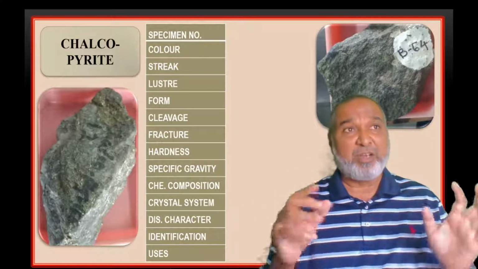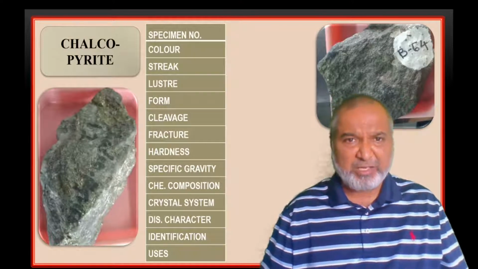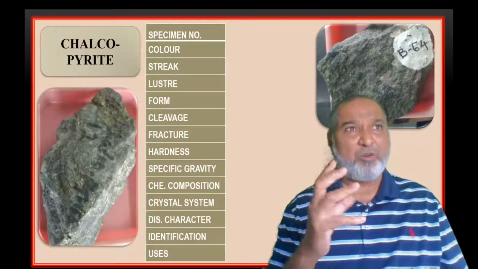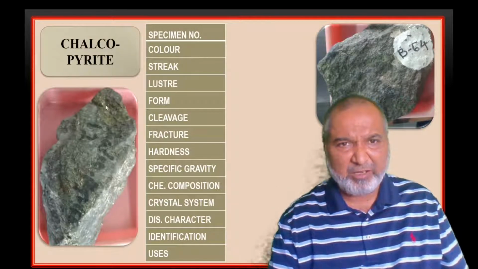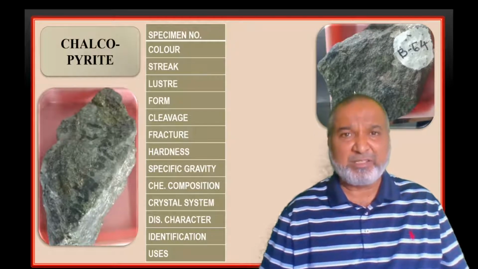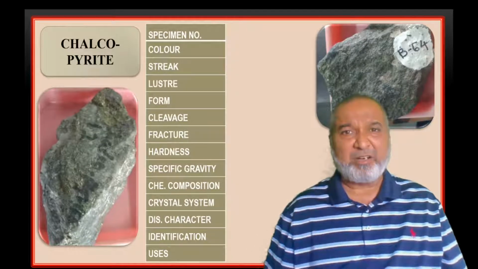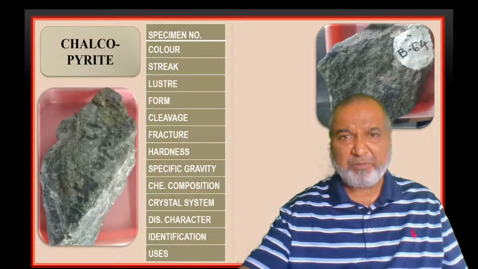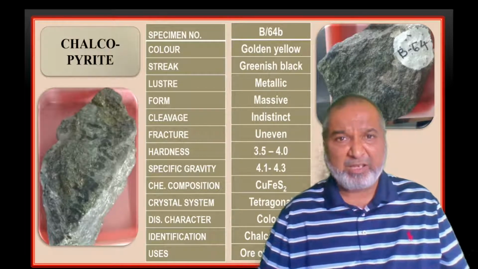Chalcopyrite. This is very important. It is an ore of copper. Yes, whenever you see it, it is a greenish golden yellowish color, normally we can make out. You can see very clearly here. You can see it is showing this golden yellowish color. If you rub it, somewhat gray or green color streak you are going to get. Luster will be metallic, massive form, cleavage indistinct.